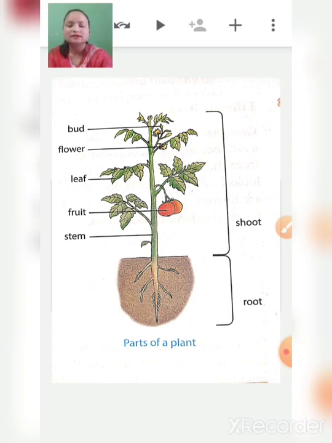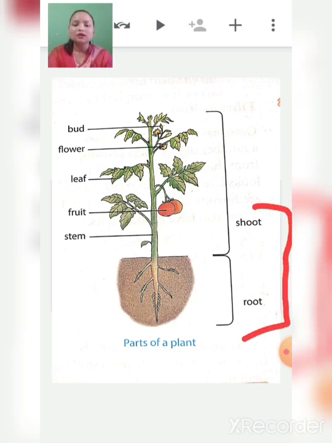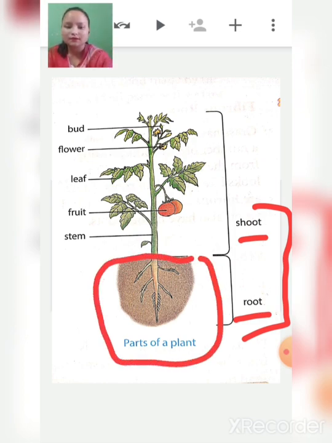So you can see here, this is the diagram of parts of a plant. There are two main parts, as you can see here: root and shoot. Root, you can say, is the lower part of a plant, and shoot is the upper part of a plant. So this is the root, and above is the shoot.